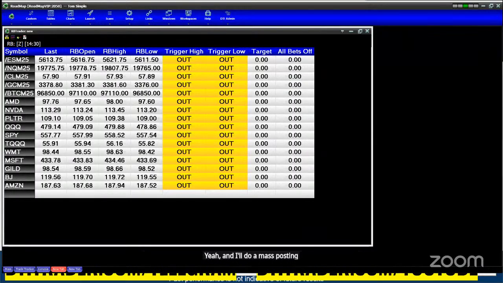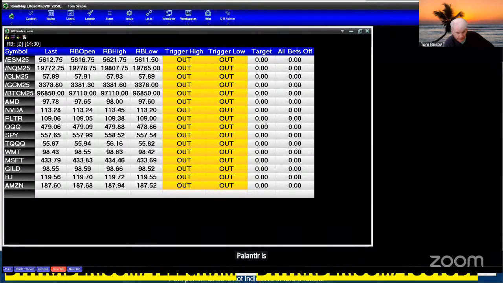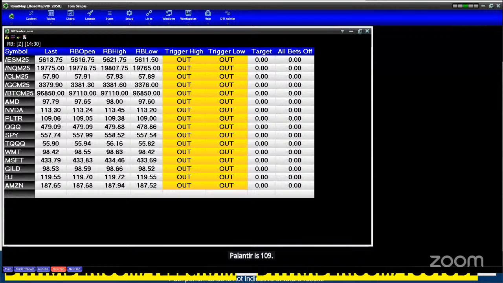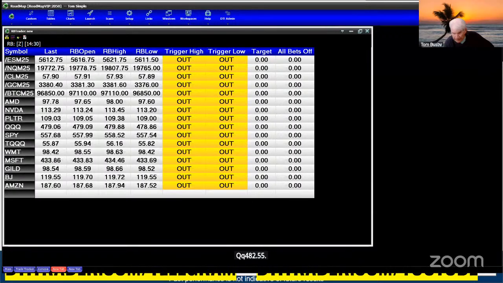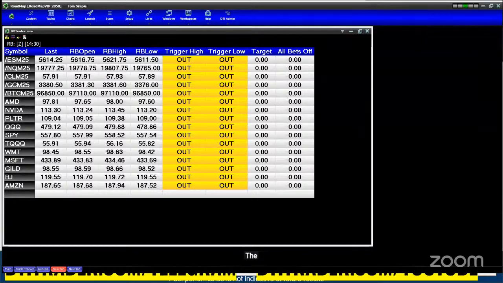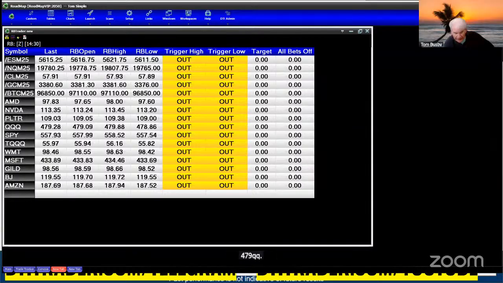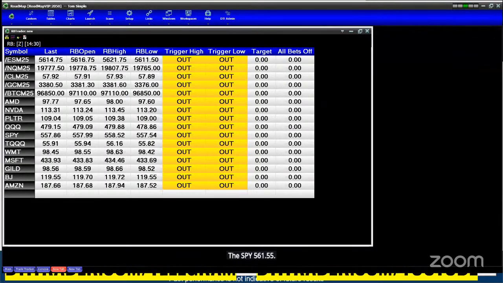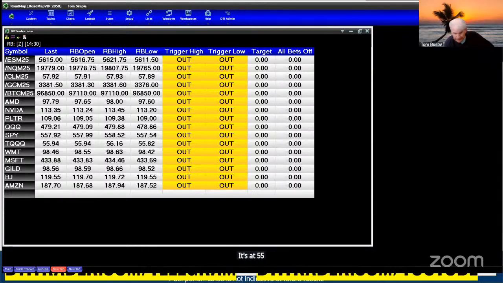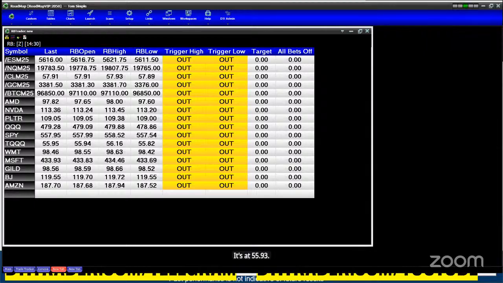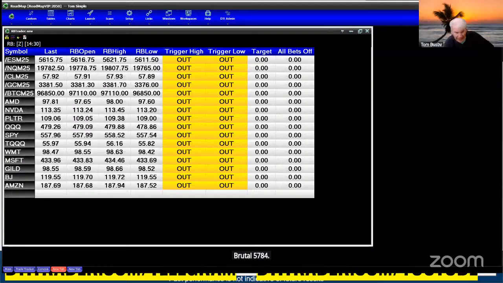Okay, Palantir 110.55. Palantir is 109. QQQ 482.55. 479 QQQ. The SPY 561.55. It's at 557.93. The TQQ 57.11. It's at 55.93. Crude oil 57.84. It's at 57.92.